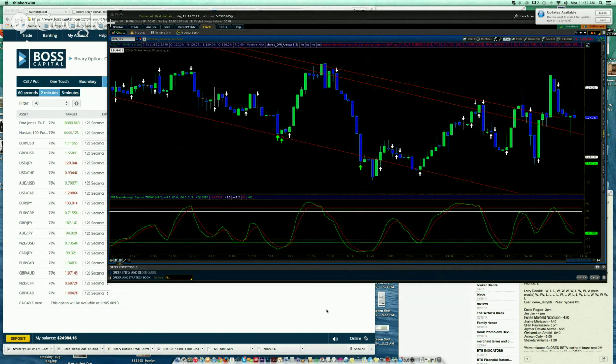So we'll just wait till we get 2 confirmations. I like to usually wait till I see a blue candle at least, and then sometimes even 2. And on the second one, I'll go in, like right here. That would give me a stronger confirmation.